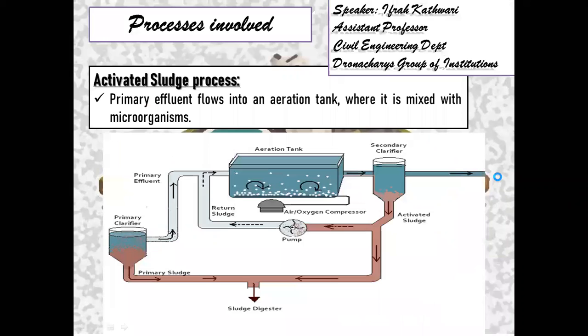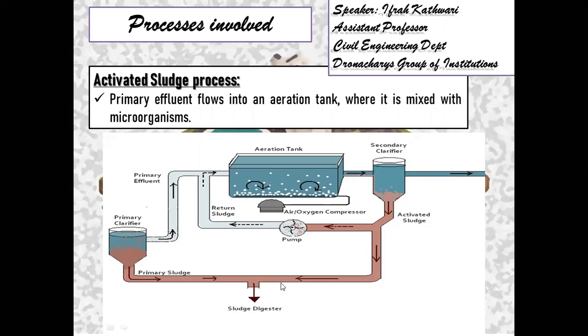Then we have certain processes that are involved in this secondary treatment of wastewater. Talking about the activated sludge process, which I was discussing in the past slide, it is the same as what I was telling you: it has an aeration tank, a secondary sedimentation tank, and then it is again sent to the aeration tank, and the same process takes place again. This is what happens in the activated sludge process.